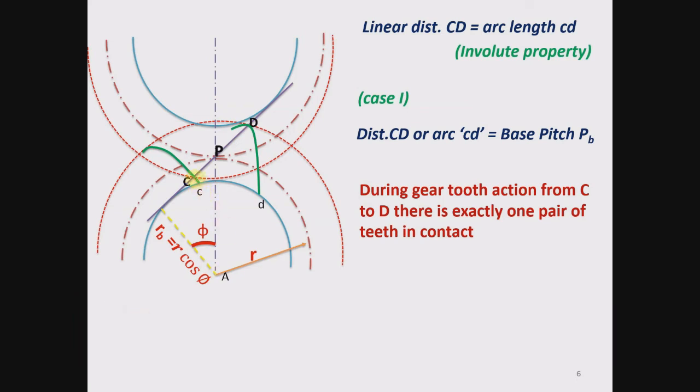Okay, that means one pair of teeth will come into contact at C and leave the contact at D, and during this period of time no other pair of teeth will come into action. So there is exactly one pair of teeth in contact for this condition, when linear distance CD is equal to the base pitch.